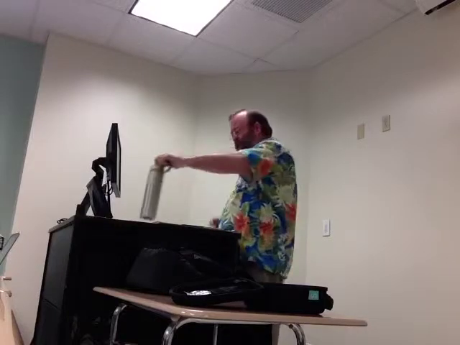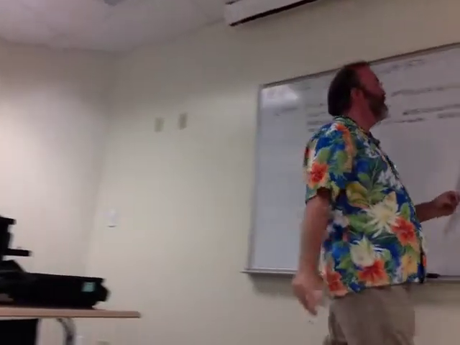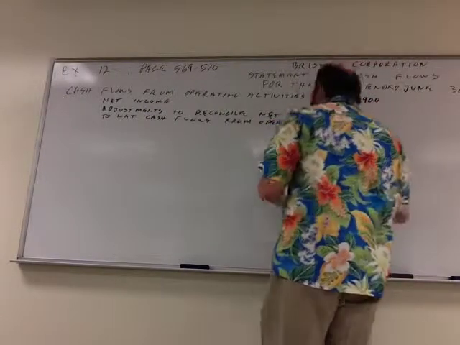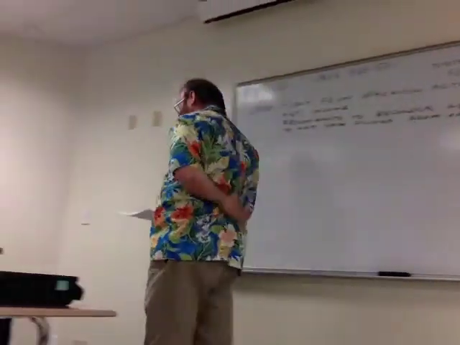All right, so they give us an income statement which lists net income of $17,900. On the next page, they give us a comparative balance sheet with all of the assets, liabilities, and stockholders' equity for both 2010 and 2011.